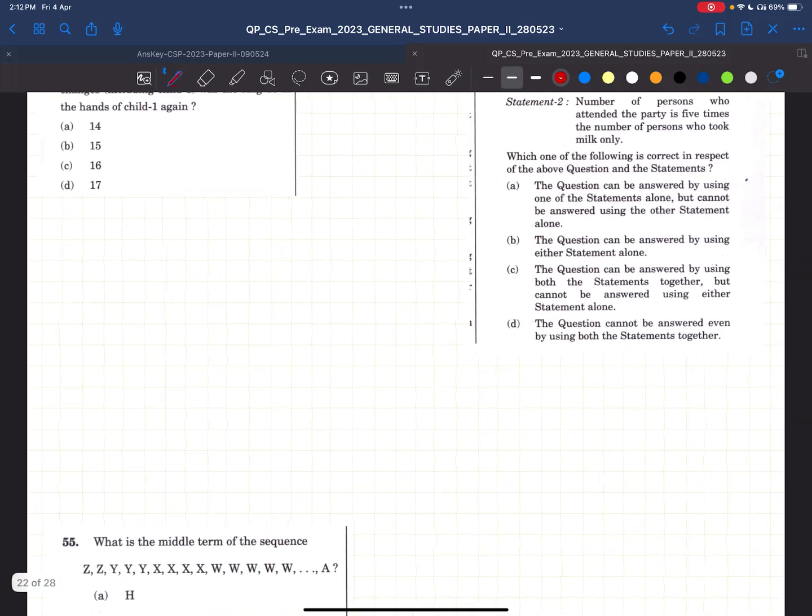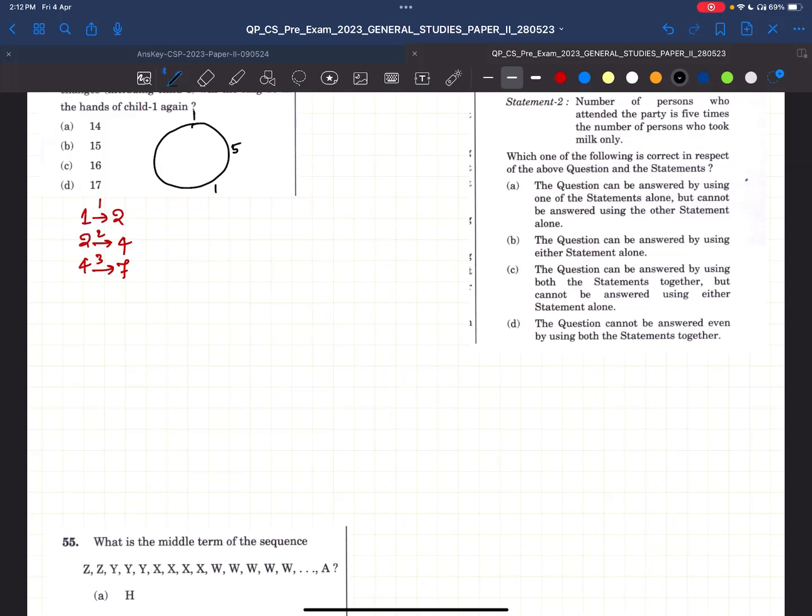Let's write the possibilities. From the first child, it is moving to the second, since the difference is 1. Next, from 2 to 4, the difference is 2. Again, from 4 to 7, the difference is 3. The difference value is increasing. Now, let's write the numbers. These people are sitting in a circular fashion, that means 1, 5, 15, 25, and 40. 1 and 40 will be side by side. Let's keep it aside.